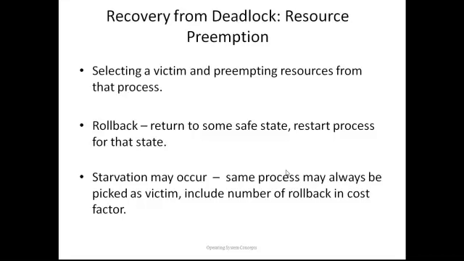So recovery from deadlock will use resource preemption while selecting a victim and preempting resources from that process. A rollback process: return to some safe state and restart the process from that state. And last one, starvation may occur. The same process may always be picked as victim, so include the number of rollbacks in the cost factor.